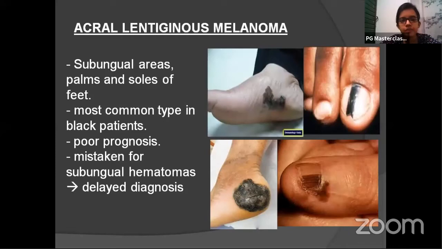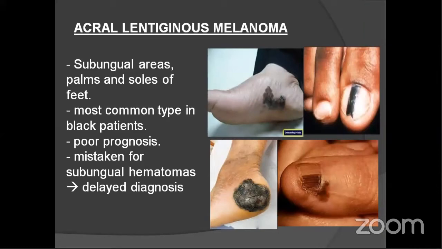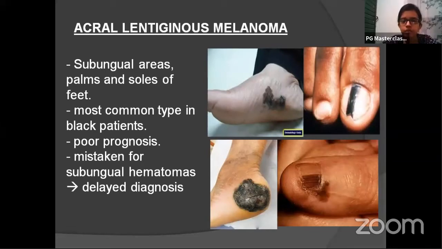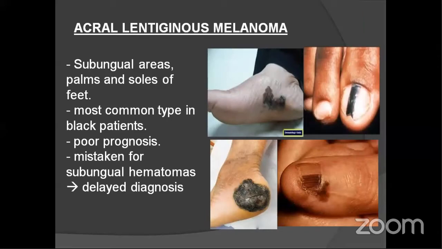The third type is acral lentiginous melanoma. It is present in subungual areas, palms, and soles of feet. It is the most common type in darker-skinned individuals. It has a poor prognosis because it is usually mistaken for subungual hematomas. Therefore, it is diagnosed late, and therefore it carries a poor prognosis.